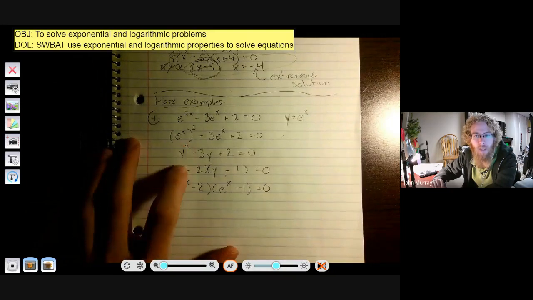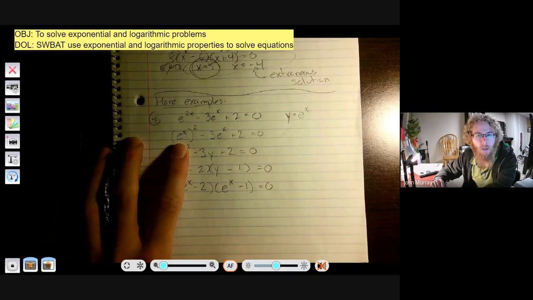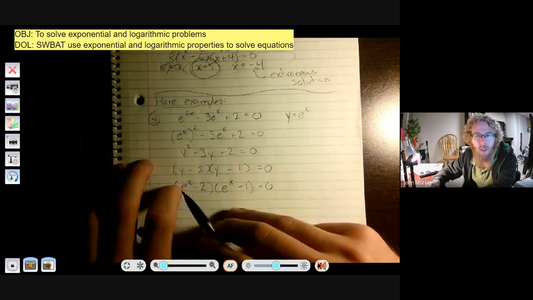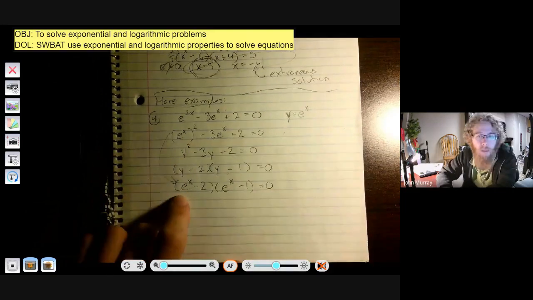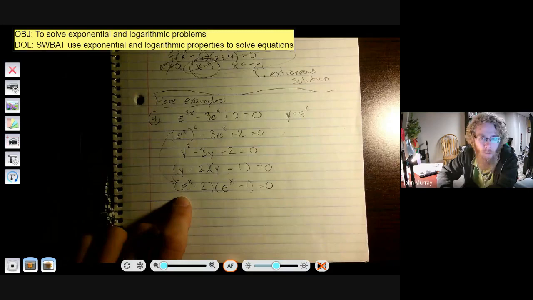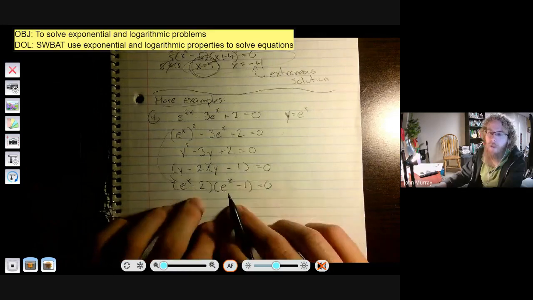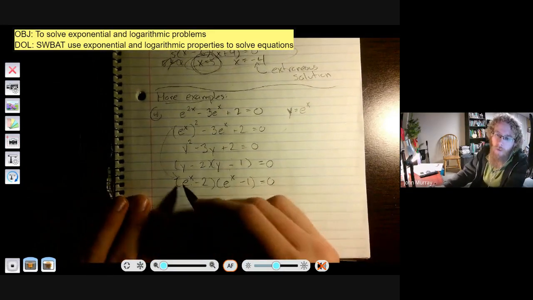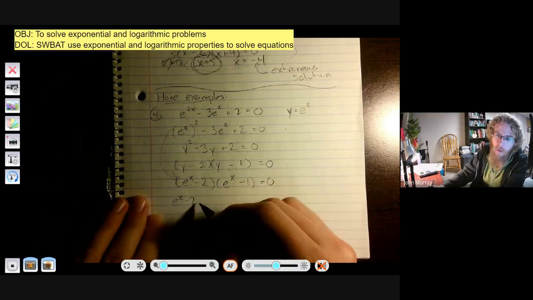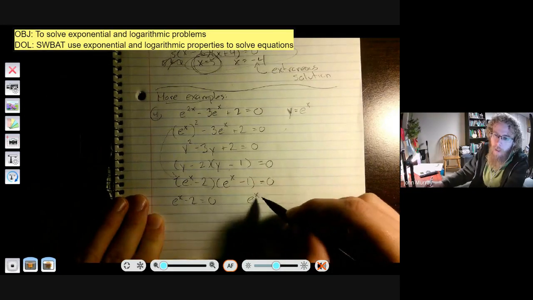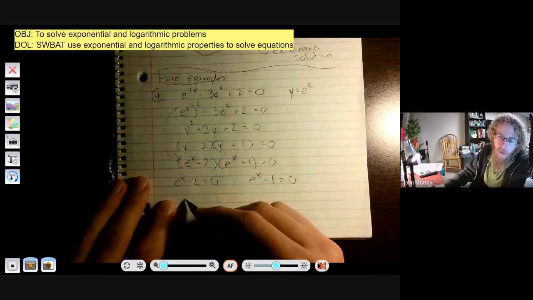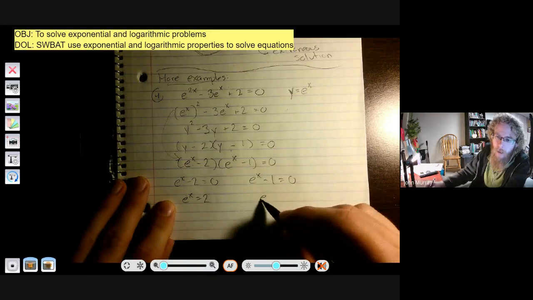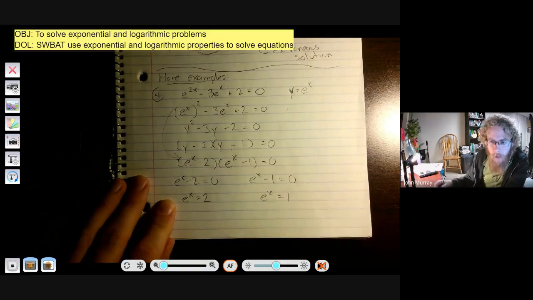I'm just using the y instead of e to the x because I know just from the past that it's a little confusing seeing it like that. All right, but you could just jump from up here to down there once you're familiar and comfortable with working with exponentials. All right, now we just solve this like we would any normal one. So with this part, I get e to the x minus 2 equals 0. And with this part, I get e to the x minus 1 equals 0. Here I would add 2 to both sides. Here I would add 1 to both sides.